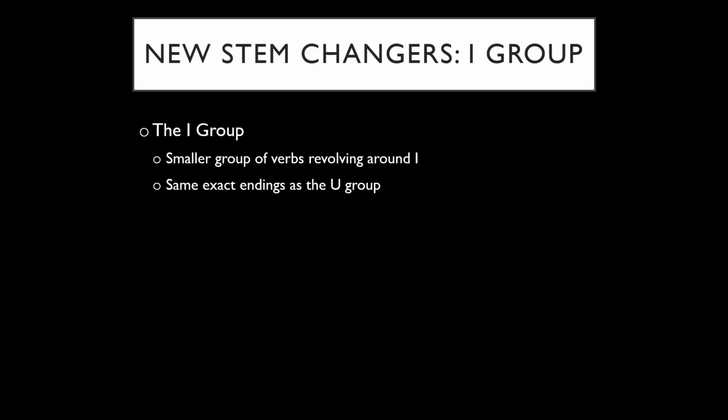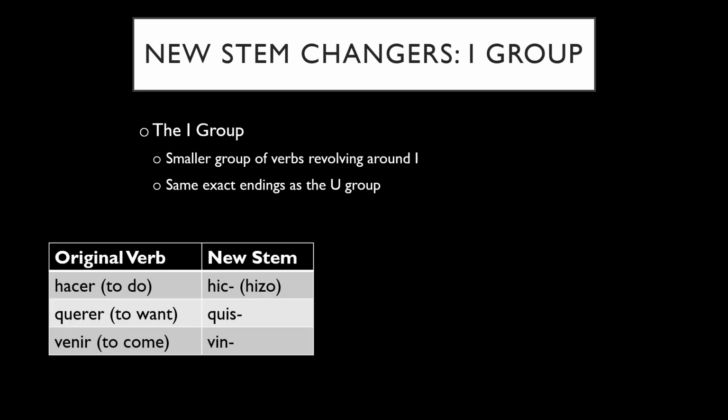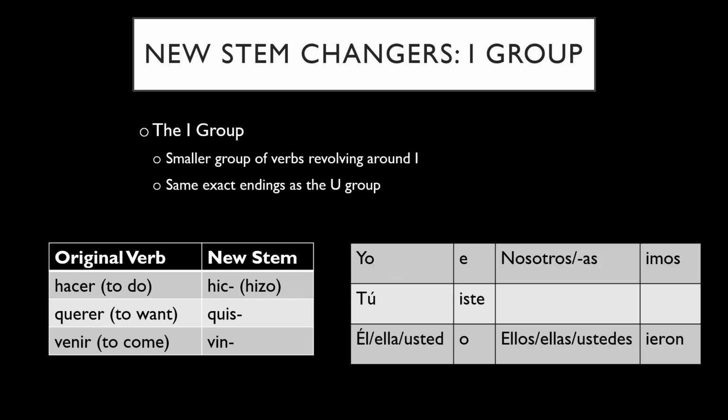Another category of stem changers is the I group. There are two main examples of this, which are hacer and querer. For these verbs, we get the new stems of hic and quis. These verbs will have the same exact endings as the U group.